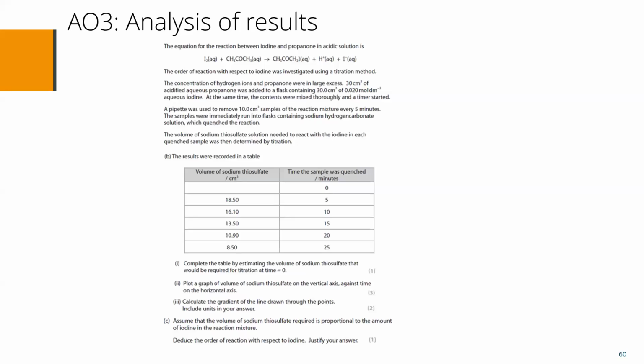There's another analysis of results. Don't bother reading through the whole question. Just look at the information down at the bottom. Part 1 is complete the table by estimating the volume of sodium thiosulfate that would be required in the titration at 0.